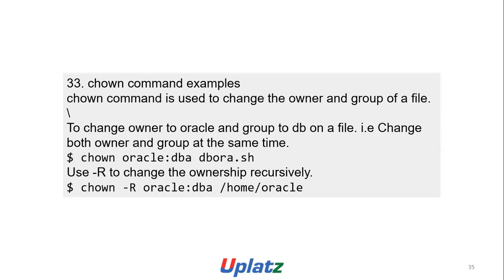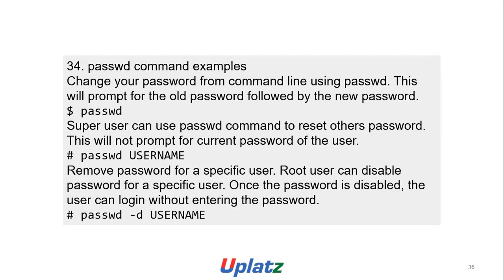chown command example: the chown command is used to change the owner and group of a file. For example, to change the owner to oracle and group to dba on a file, that is, change both owner and group at the same time: chown oracle:dba dbora.sh. Use -R to change the ownership recursively: chown -R oracle:dba oracle.